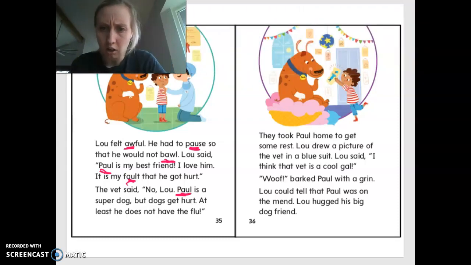They took Paul home to get some rest. Lou drew a picture of the vet in a blue suit. Lou said, "I think that vet is a cool gal." "Woof," barked Paul with a grin. Lou could tell that Paul was on the mend. Lou hugged his big dog friend.